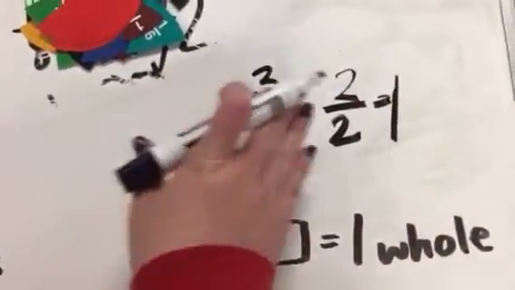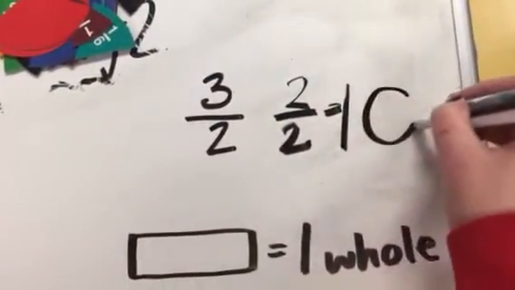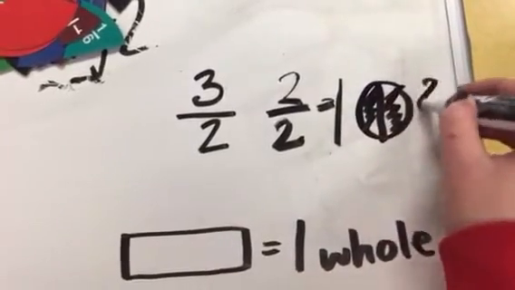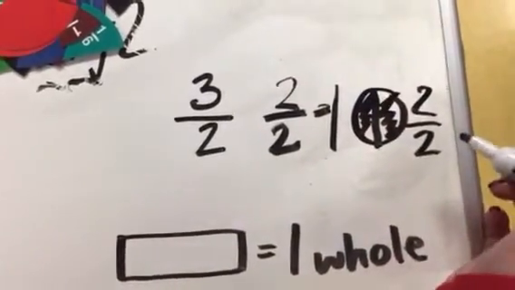Let's draw out 2 halves. If I was going to draw out 2 halves, it would look like this. This is 2 over 2. It's the same as 1 whole.